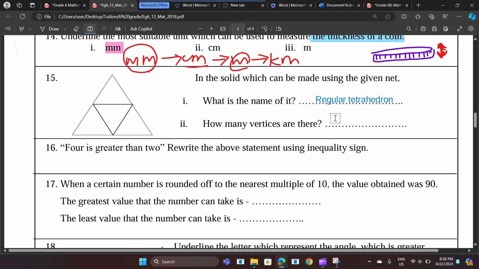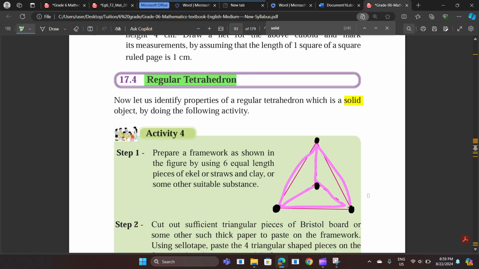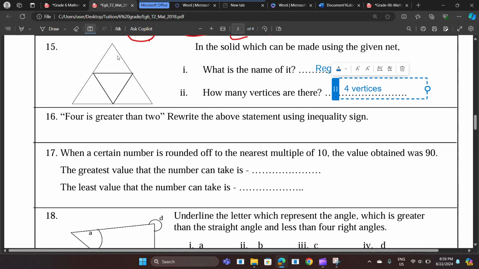Okay. How many vertices are there? There are four vertices. See, there are four vertices. One, two, three, four. Okay. There are four vertices. Okay. Let's move to the next question.